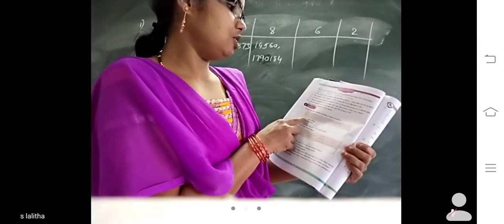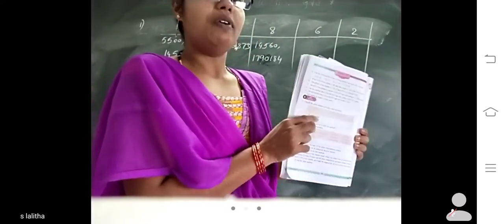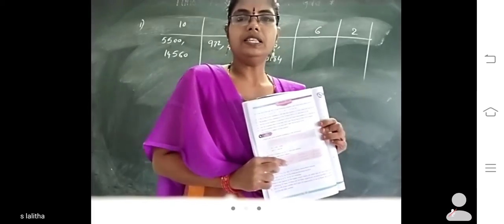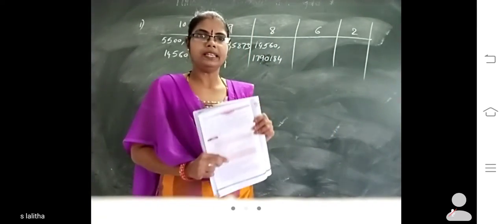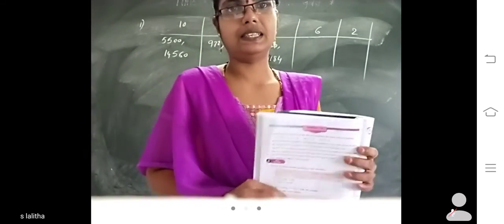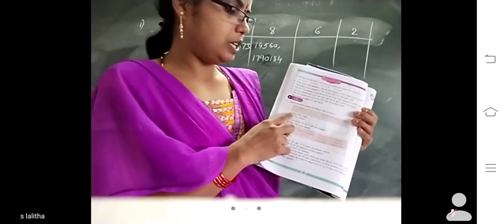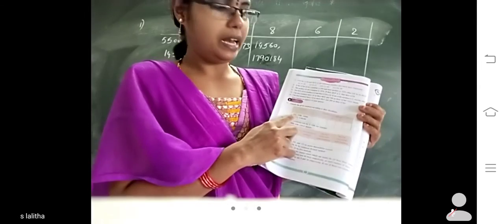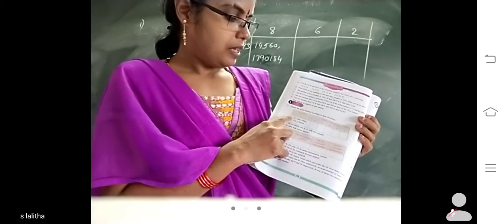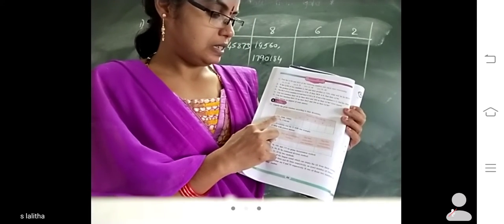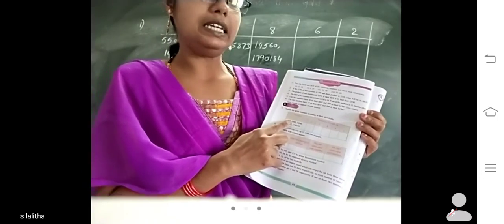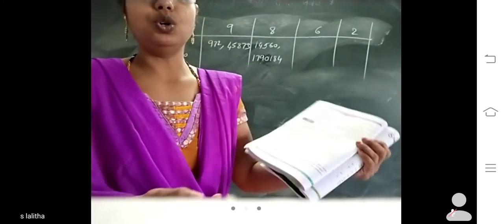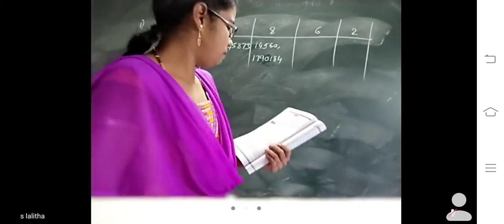What are the numbers divisible by 6? So what is the rule? If it is divisible by both 2 and 3, then it will be divisible by 6. So first number 972. The last digit is 2. It is divisible by 2. And next, 3. Sum of the digits: 9 plus 7, 16. 16 plus 2, 18. So it is divisible by 3. So both 2 and 3 divide it. So it is divisible by 6.